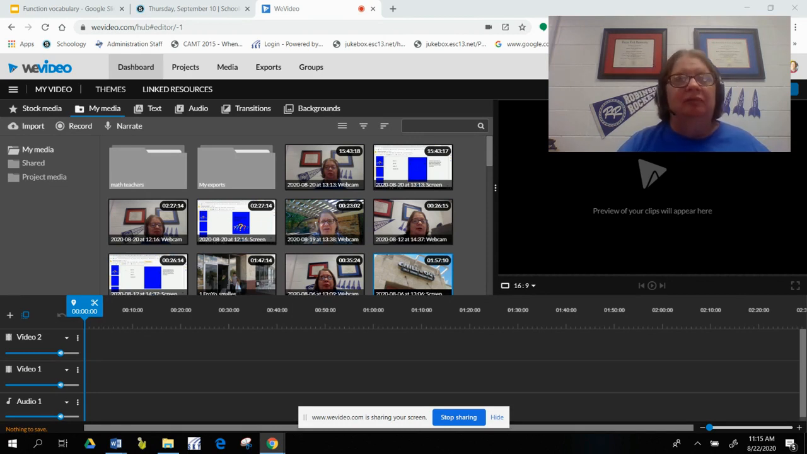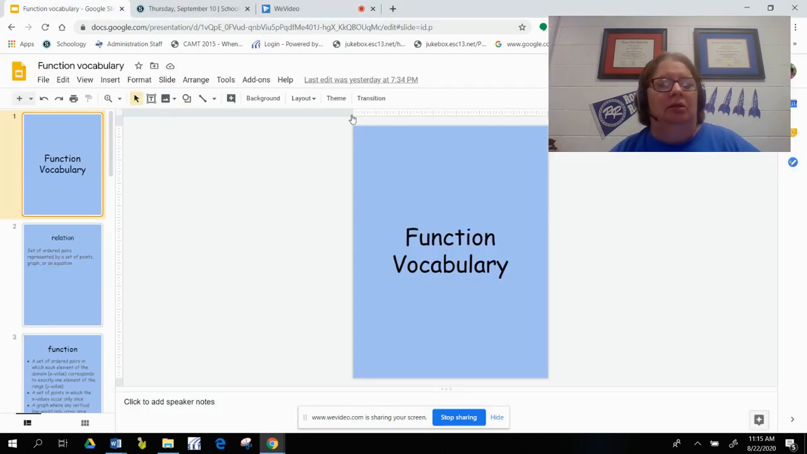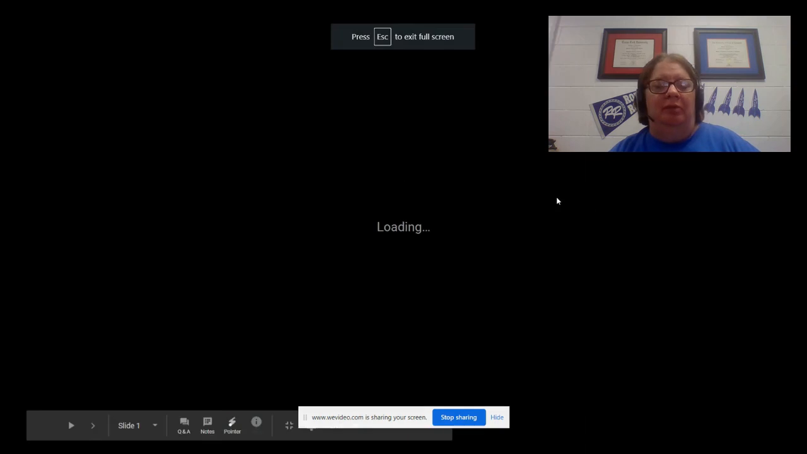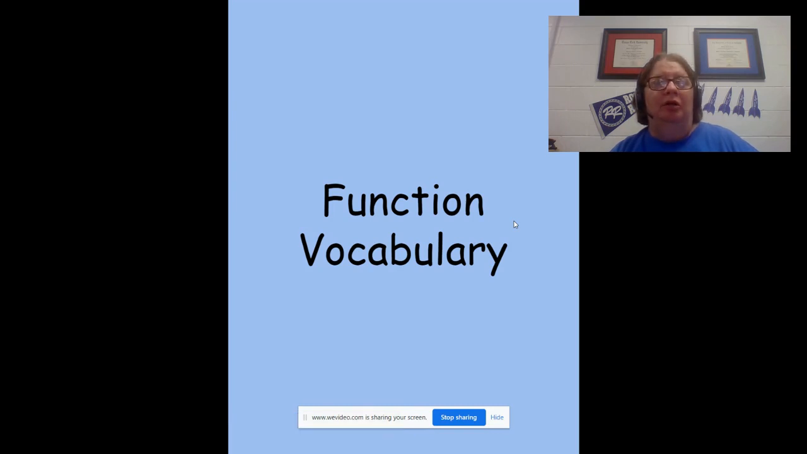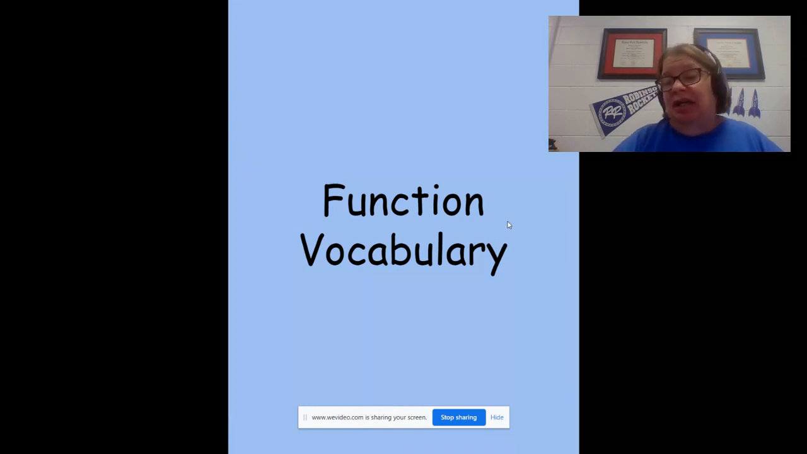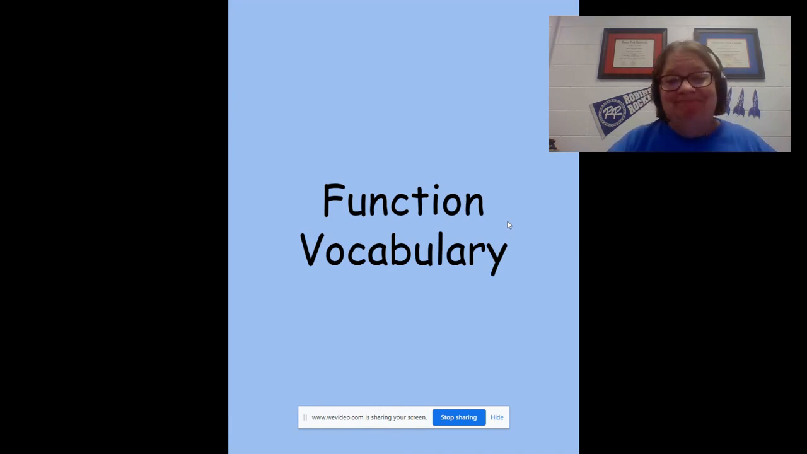So we're going to look at some function vocabulary that we're going to use all year through Algebra 2. Most of it should be familiar, but we're going to use it a lot as we go through Algebra 2. You have this presentation on your Schoology page, and when you open it, it'll have you make a copy. So if you want to write in it, add notes, put in a text box or images, however you want to do it, that's your copy.